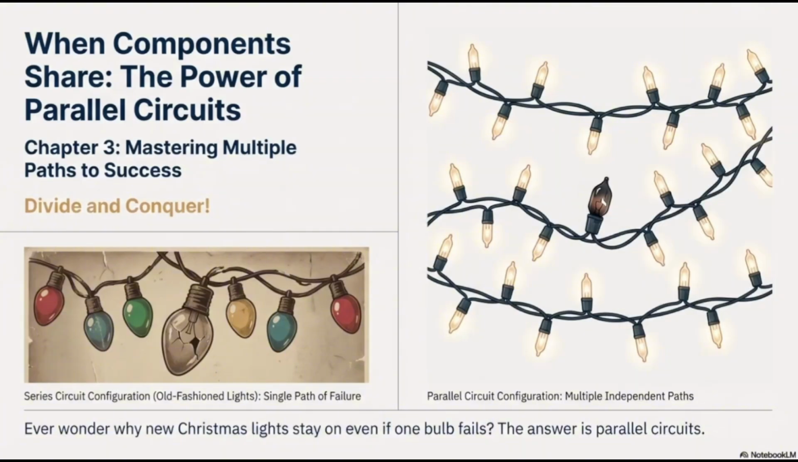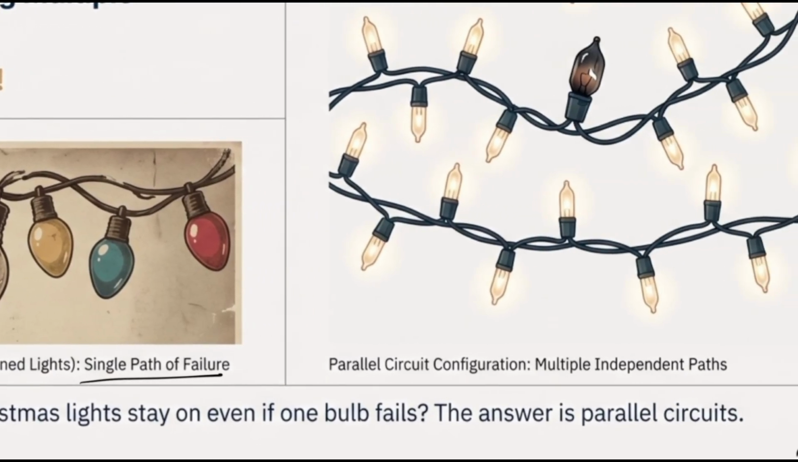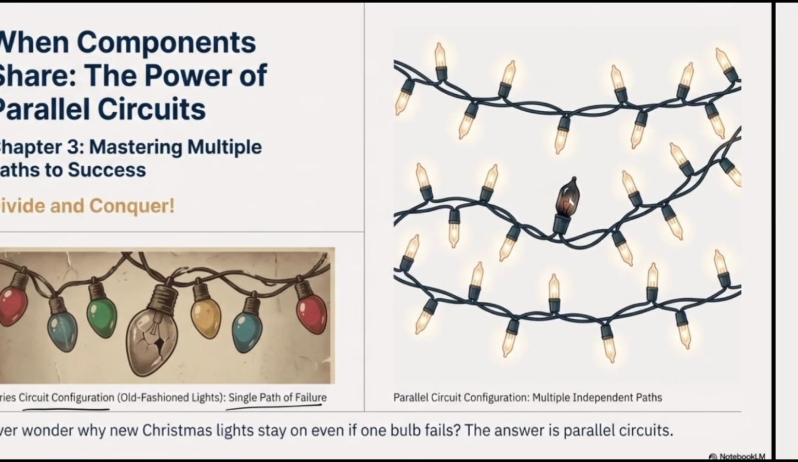As I just told you, in this chapter we are going to talk about parallel circuits, where components share the power. Imagine that I have a case where all of the lights are connected in series. That is the series configuration, which is old-fashioned. Why? Because it has a single path of failure. If something happens to one of the lights, everything is going to shut down. In order to solve that, I have another solution: a parallel configuration. It means that there are multiple independent paths, and I will explain how.